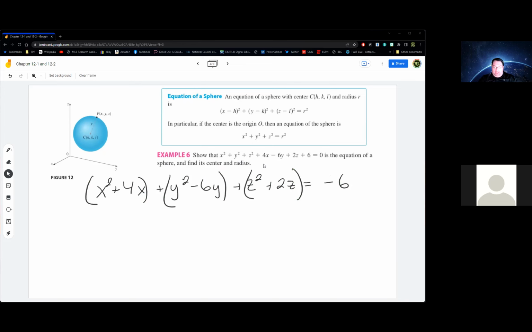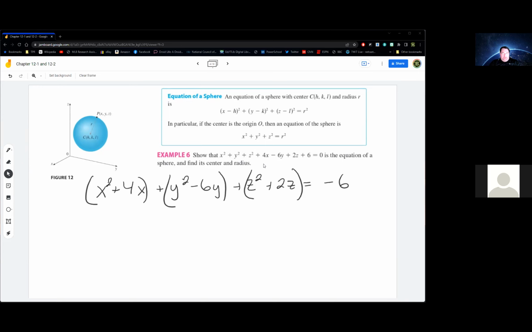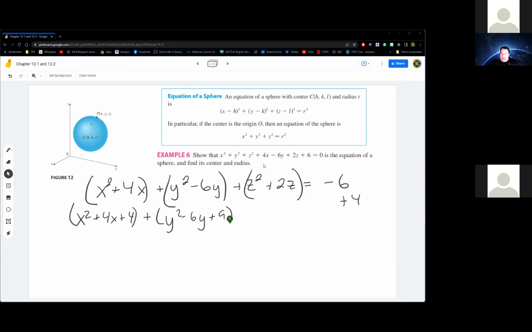A quick way to do that: take the middle number, divide it by 2, and square it. So 4 divided by 2 is 2, and 2 squared is 4. So x squared plus 4x plus 4. And remember, I have to add 4 to the other side as well. Then negative 6 divided by 2 is negative 3, squared is 9. So y squared minus 6y plus 9, and I have to add 9 to the other side. And then the z is plus 1, so I have to add 1 to the other side.